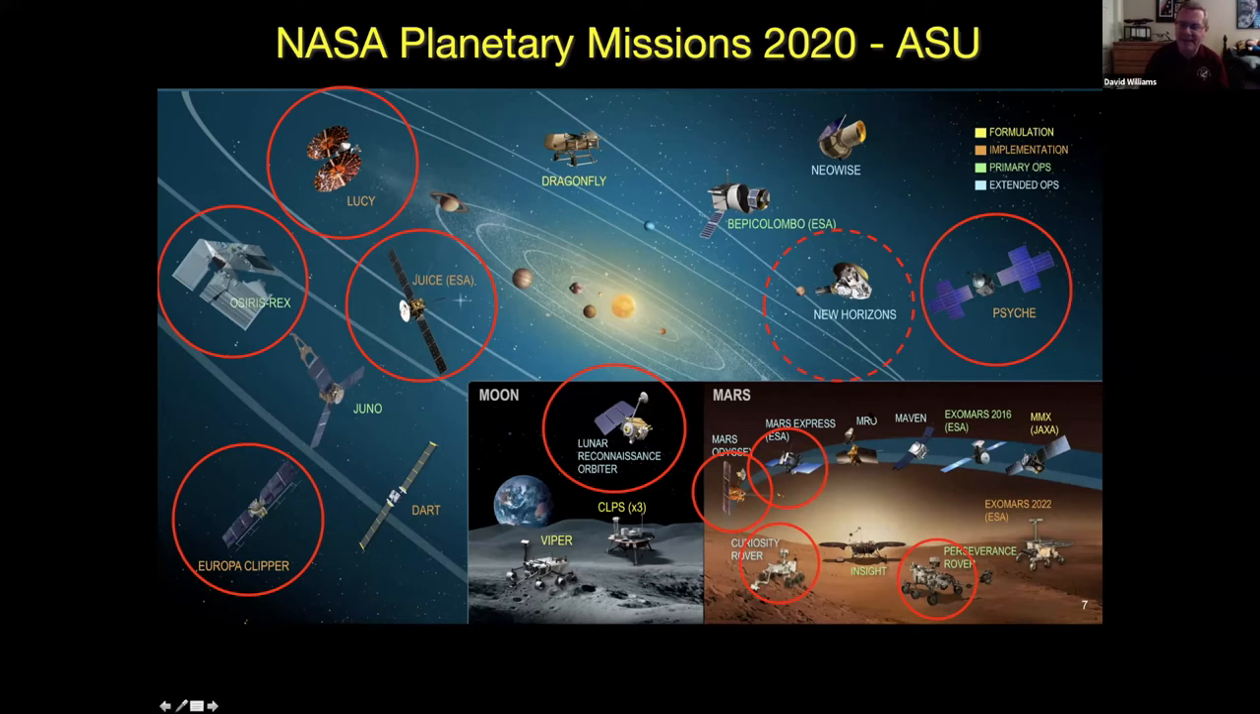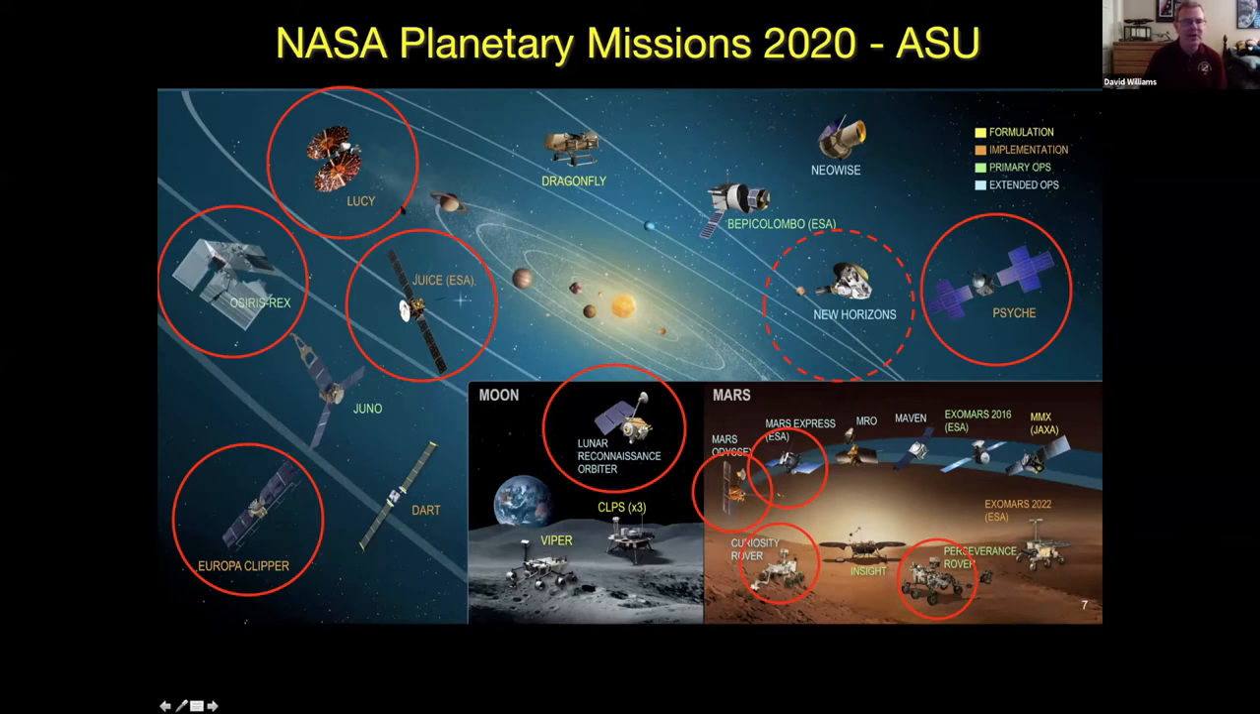This one that has a dash line here is the New Horizons spacecraft. That's the one that did the Pluto flyby back in 2015. I'm not an official member of the science team, but I did receive funding from NASA to help the members of the New Horizons mission make the first global geologic map of Pluto. Over here, of course, you see Psyche. This is an ASU-led mission that we've been developing since it was announced back in January of 2017. And you'll have another presentation on Psyche coming up a little bit later in the morning.